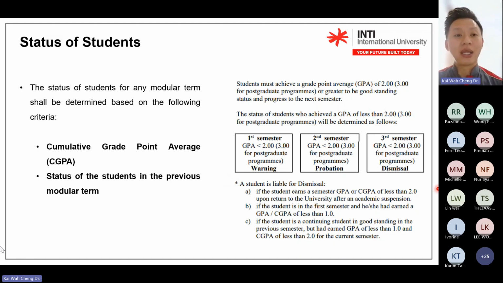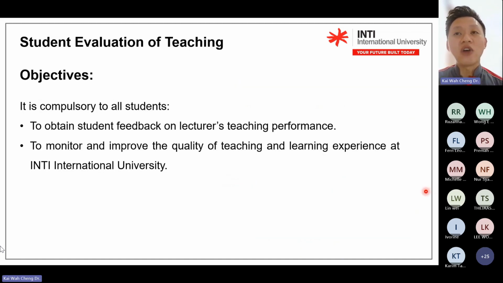All right. And at the end of every modular term, you will receive one email requesting you to complete the student evaluation of teaching assessment, or in short form, we call it the SET assessment. So this is fair, right? You will be evaluated by your lecturer, and at the same time, your lecturer will be evaluated by you, through the student evaluation of teaching.